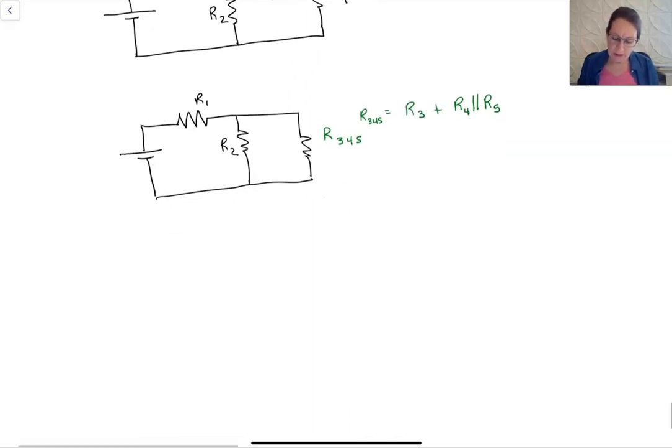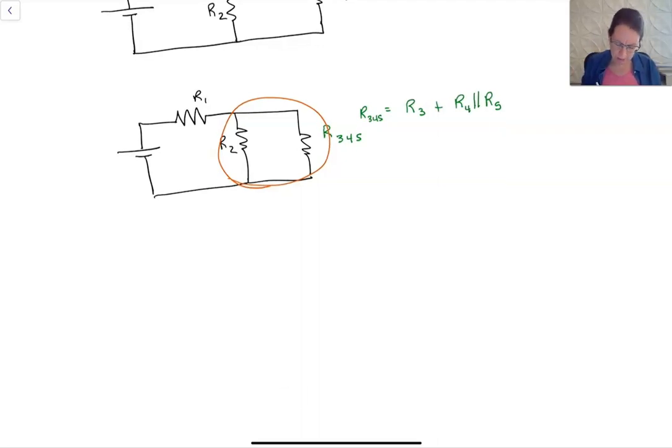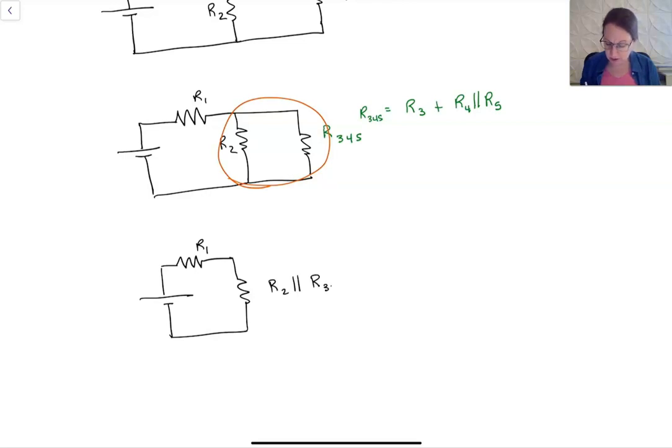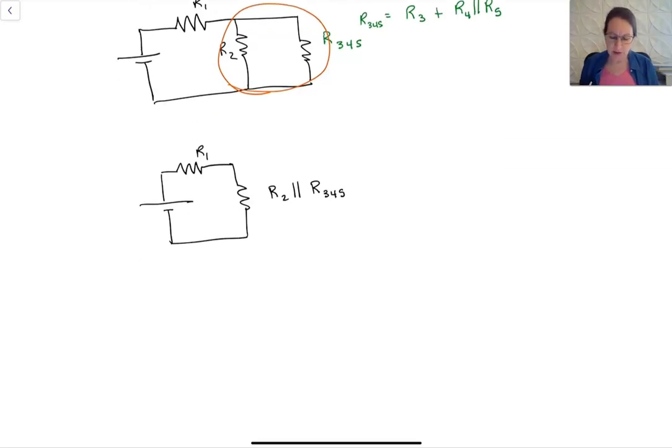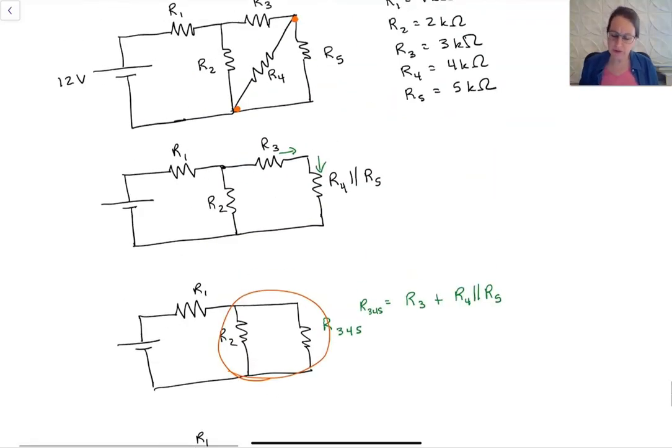And then we can recognize that these two are now in parallel because they share the same top and bottom connection. And so we can replace that with R1, and an equivalent resistance here, where this would be R2 in parallel with R3,4,5. And then finally, these are all in series. So we're going to find the values and then work on the kinds of things we might ask.